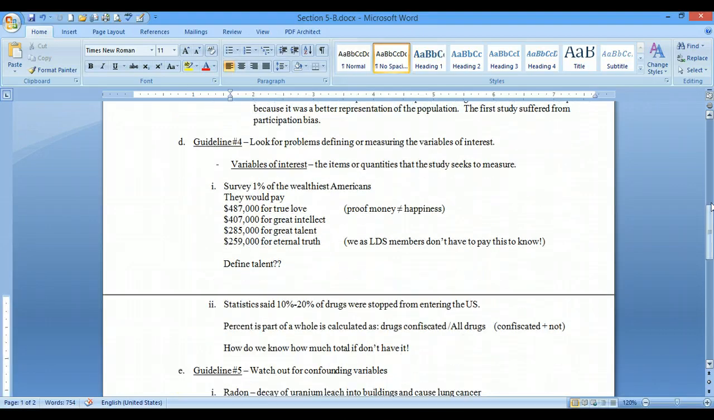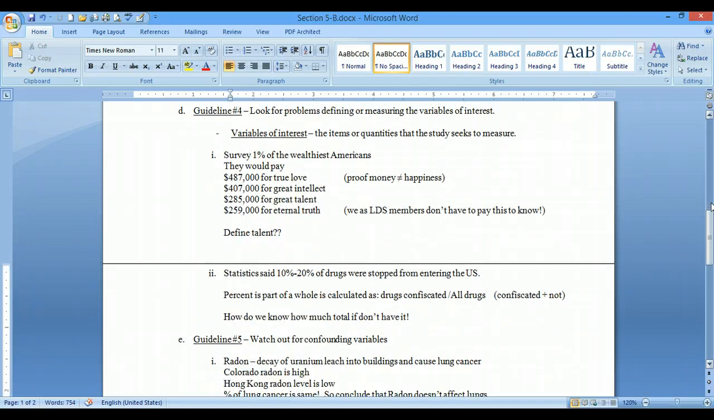Let's go to guideline number 4. Look for problems defining or measuring the variables of interest. The variables of interest are the items or quantities of the study that you're seeking to measure.